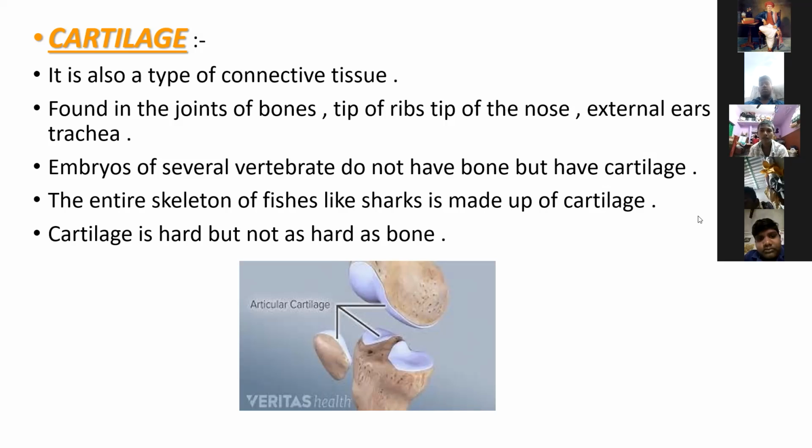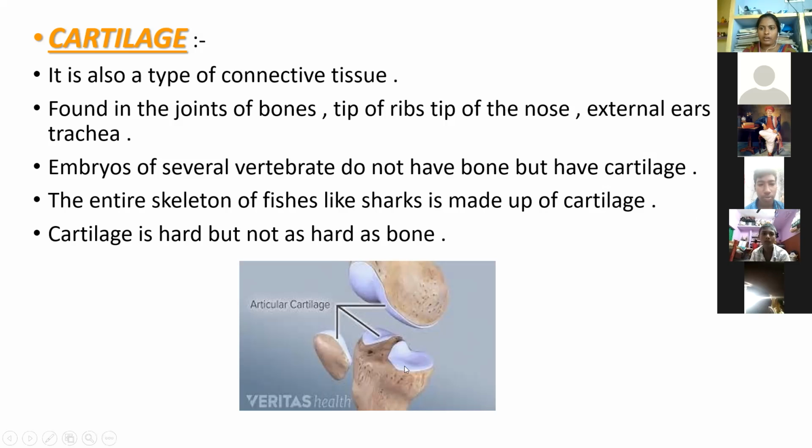The cartilage is hard, but it is not as hard as bone. Compared to the bone, the cartilage is a little bit soft. This is the cartilage. It is found in the joints of the bone.